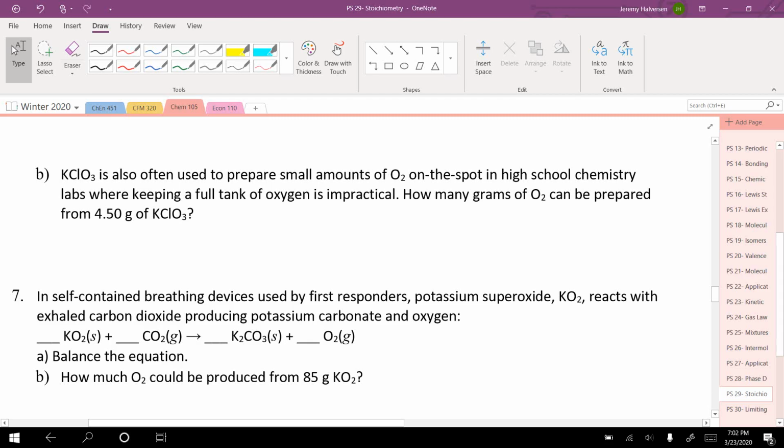KClO3 is also often used to prepare small amounts of O2 on the spot in high school chemistry labs where keeping a full tank of oxygen is impractical. How many grams of O2 can be prepared from 4.5 grams of KClO3? All right, we've got 4.5 grams of KClO3.